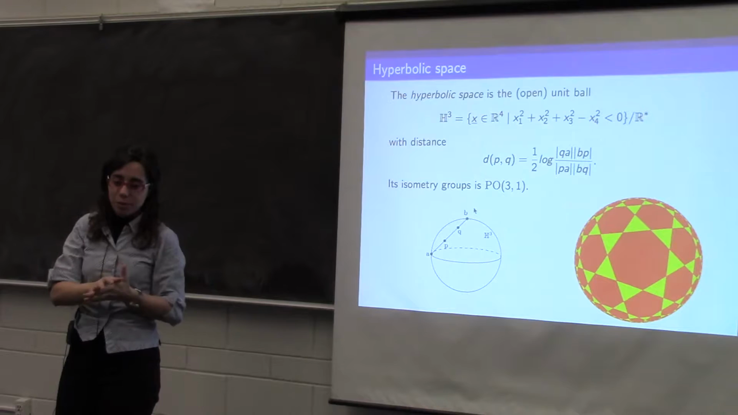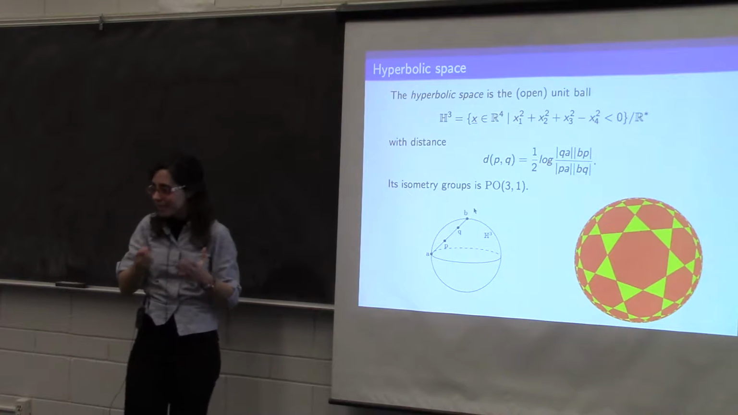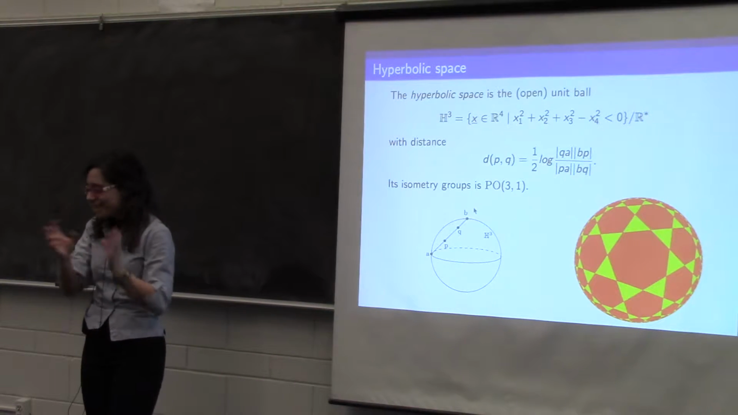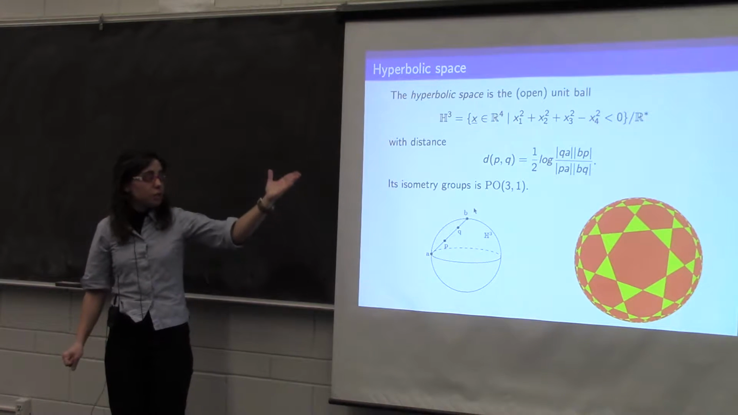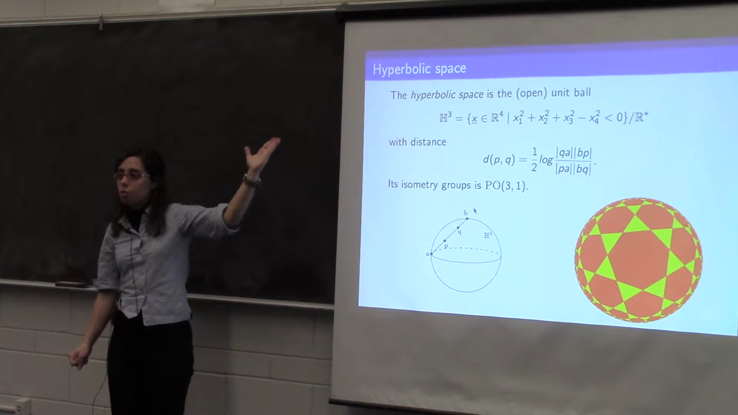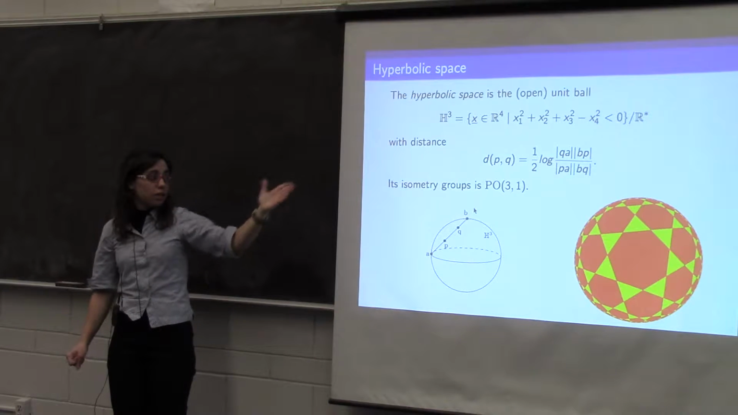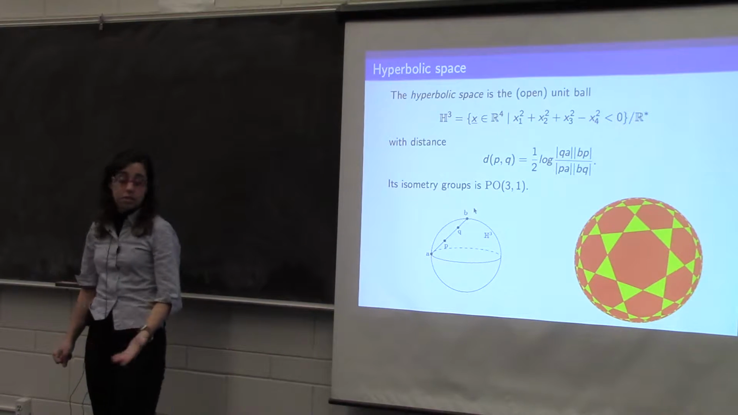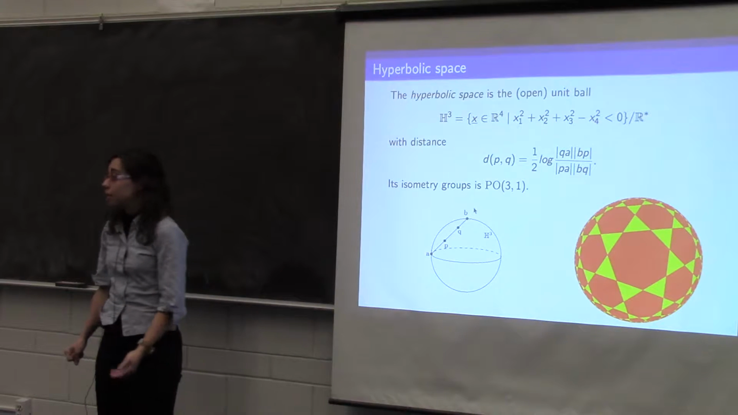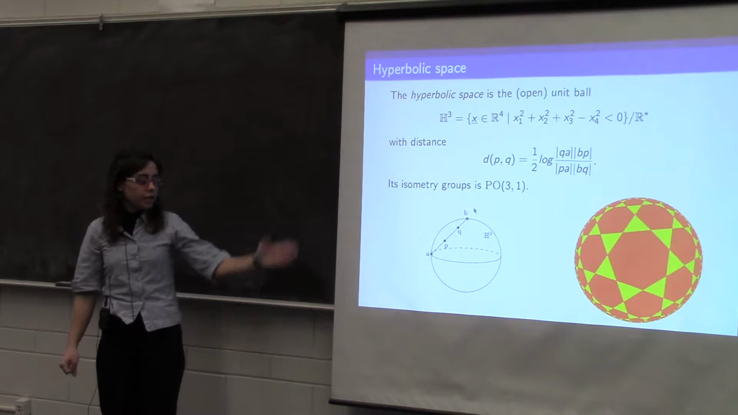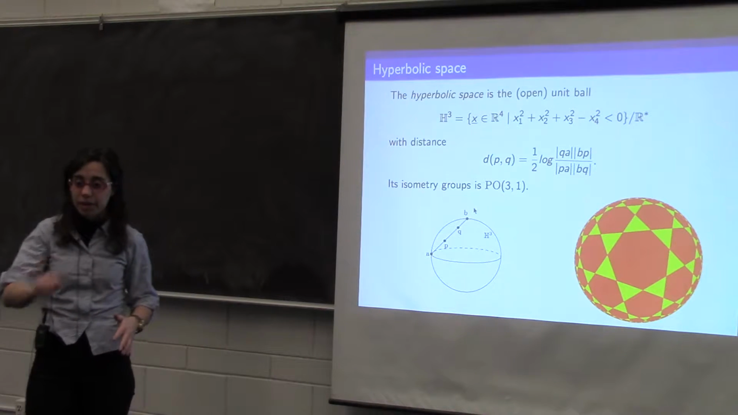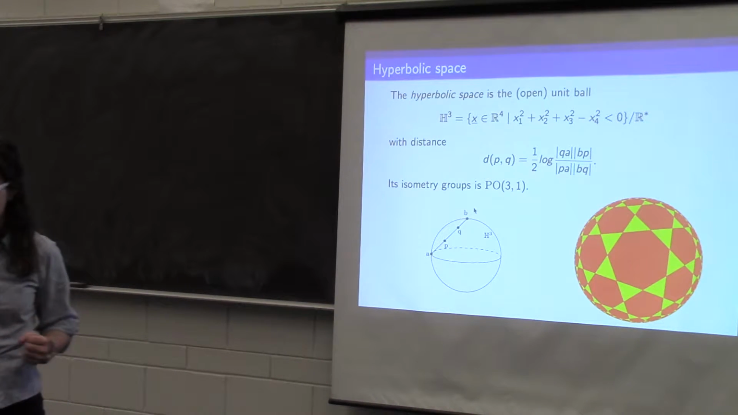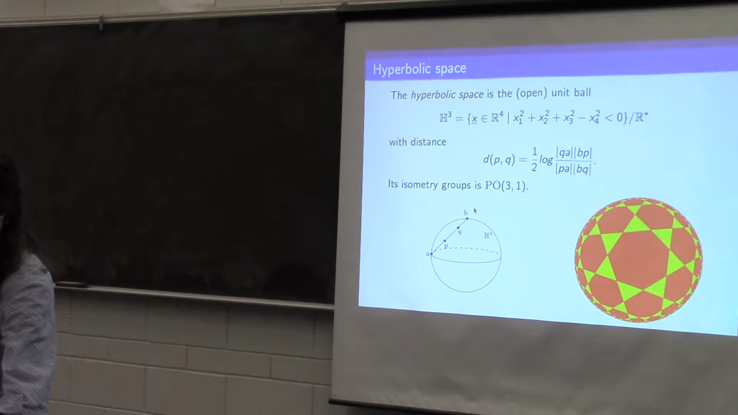And I'm not going to do a short course on hyperbolic geometry. I just tell you a few flavors, but somehow this signature 3-1 gives you that the isometry group is the group PO(3,1), okay? And on the right, you can just see a tessellation of the hyperbolic plane with polygons in the projective model, okay?